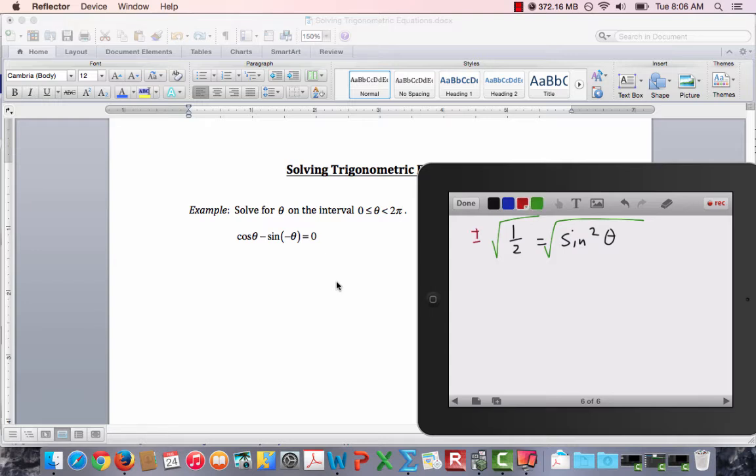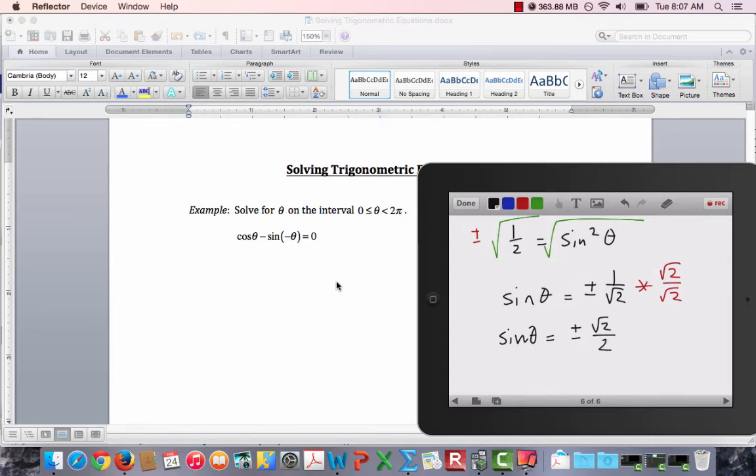Again, when we take the square root of both sides, we do need to consider the plus or minus, so what we end up with is that sine theta is equal to plus or minus 1 over the square root of 2, which is a number that we recognize more often when we see it in its rationalized form. This is the same thing as saying sine theta is equal to plus or minus radical 2 over 2.